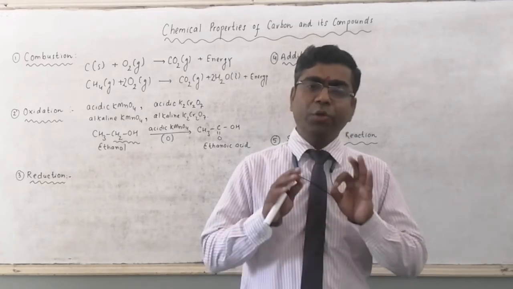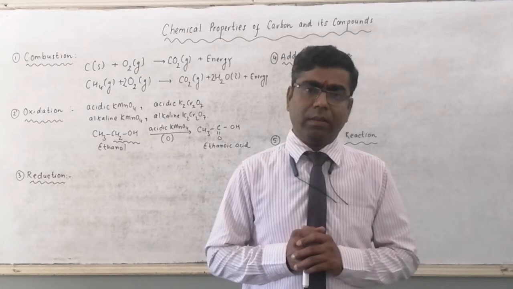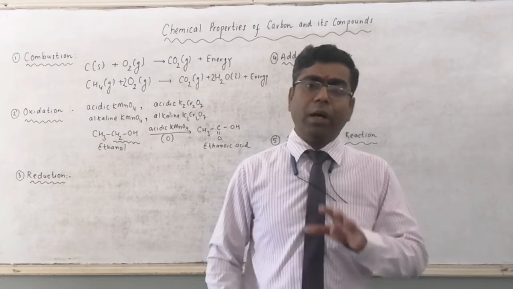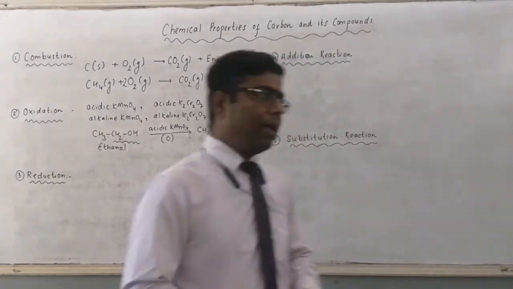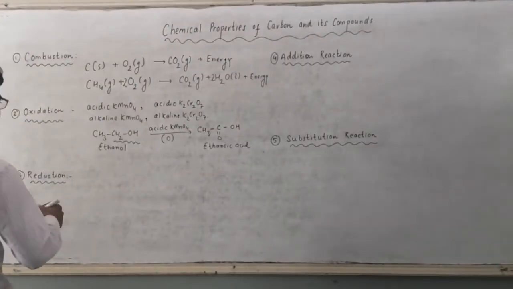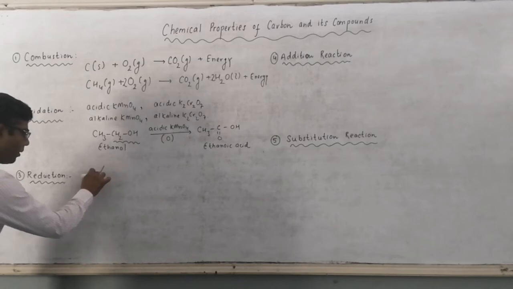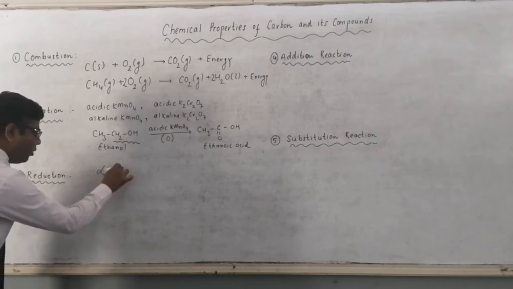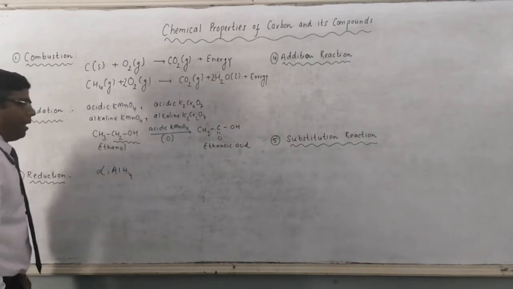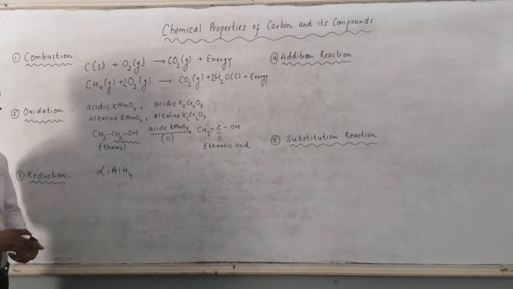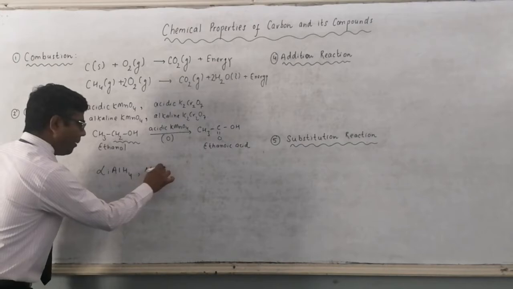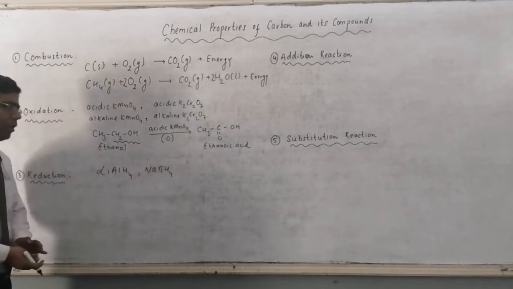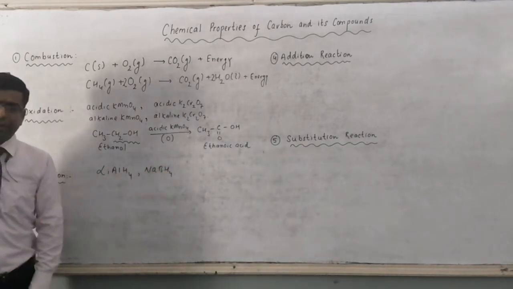We need reducing agents to carry out reduction reaction, and as a reducing agent we can use LiAlH4, which is called lithium aluminum hydride, or we can use NaBH4, which is called sodium borohydride.